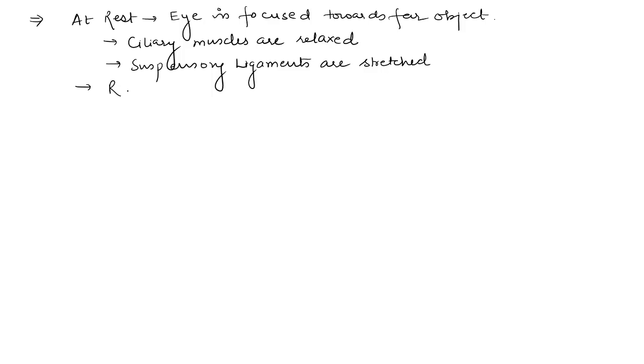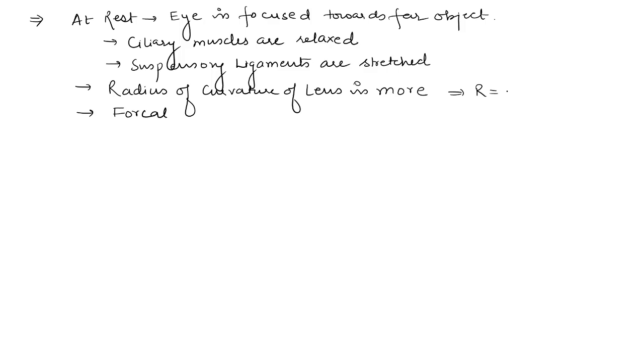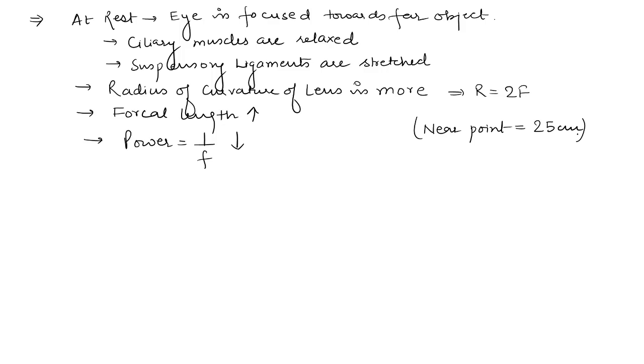The radius of curvature of lens is more. The focal length is also more because R is equal to 2f. If radius of curvature is more, then focal length will automatically be more. Power is inversely proportional to focal length. Power is less. The near point for a normal human eye is 25 centimeter. You should remember.